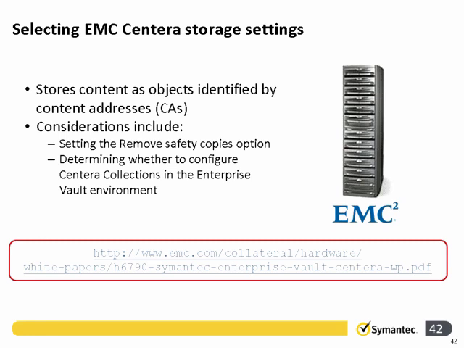The last type of option that you have for a storage location, and again, this is not an all-inclusive list, we've just picked a few of them, is for the EMC Centera types of storage. In an EMC Centera type of environment, it stores contents as objects identified by a content address. Enterprise Vault will then use that content address to access those items rather than using the file system.